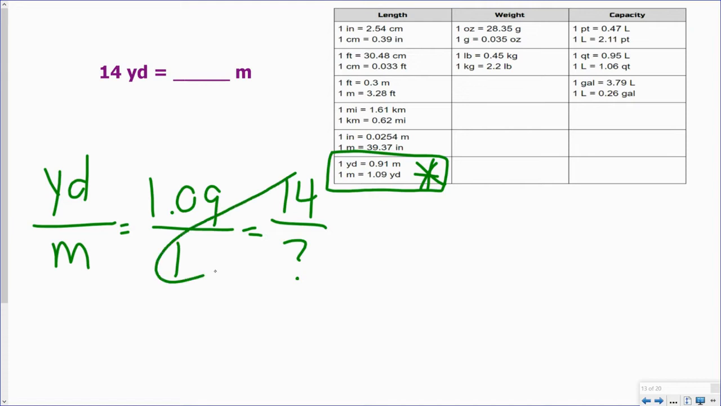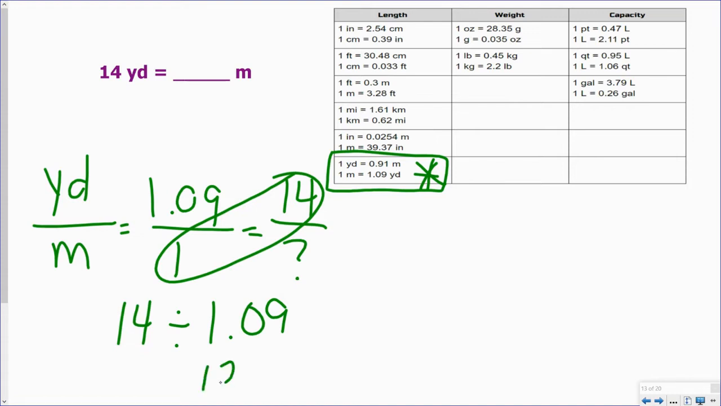So again, I cross multiply. 14 times 1 is 14. So then I would take 14 and divide it by 1 and 9 hundredths. And that would give me 12 and 84 hundredths meters.